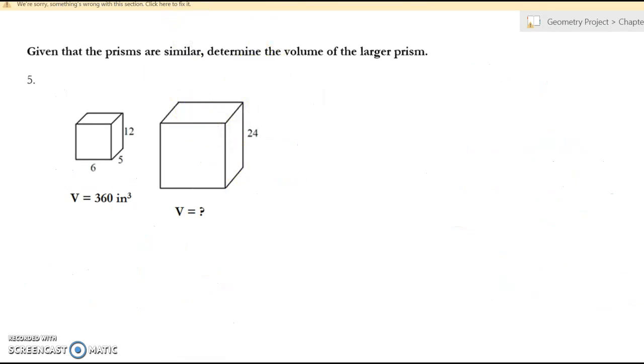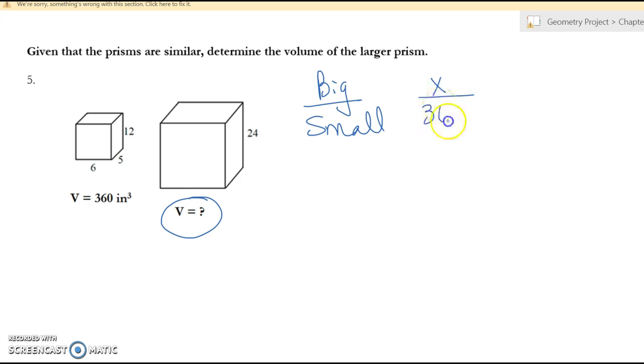Okay, so now what we're going to do is find the volume of this larger prism, given that these are similar. Okay, so remember when we did scale factor, it was just side over side. And area was side squared over side squared. But for volume, because it's in cubic, it's going to be side cubed over side cubed. And so let's do big over small. And the reason I'm doing big over small is because I'm missing this big volume. And so I'm going to put volume here. I don't know what that is, so I'm going to call it X. And then this one's 360 because that's the volume of the small one.